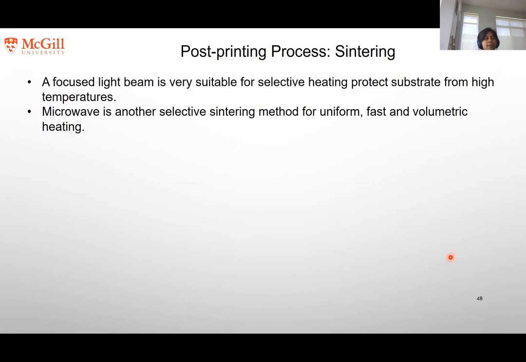So let's say you want to save some area from heating. What is not normally used is a focused light beam heating type of technique, which just selectively heats up some area. And people have also used microwave heating, which is also a pretty fast heating process, and it is also pretty uniform.